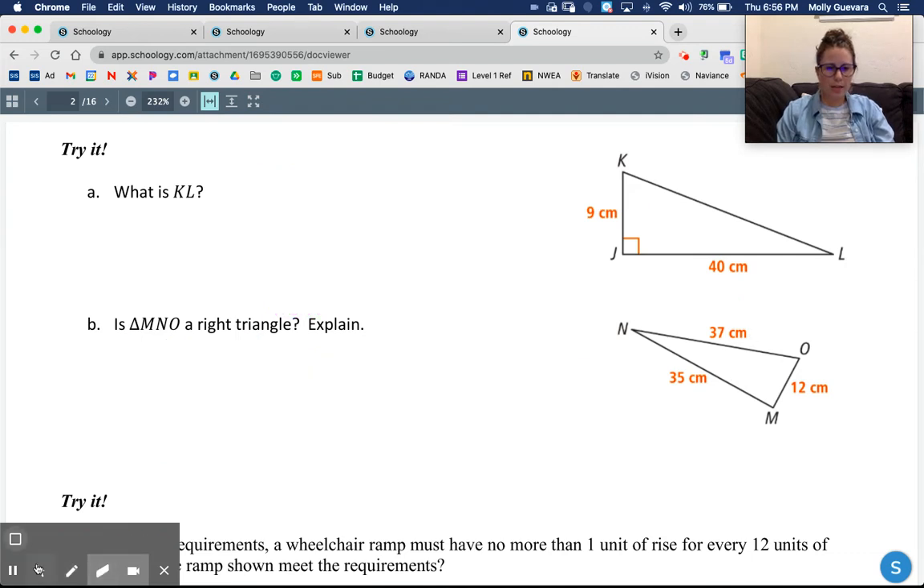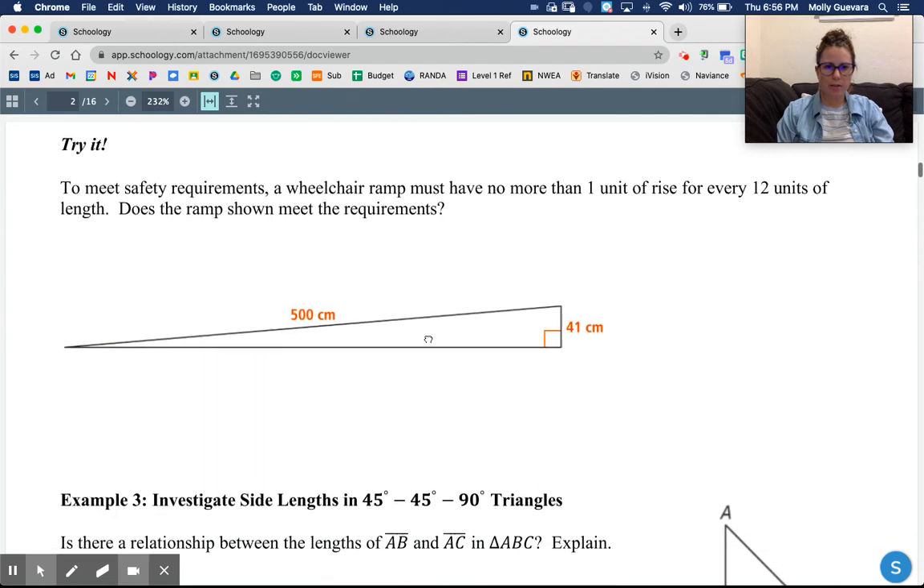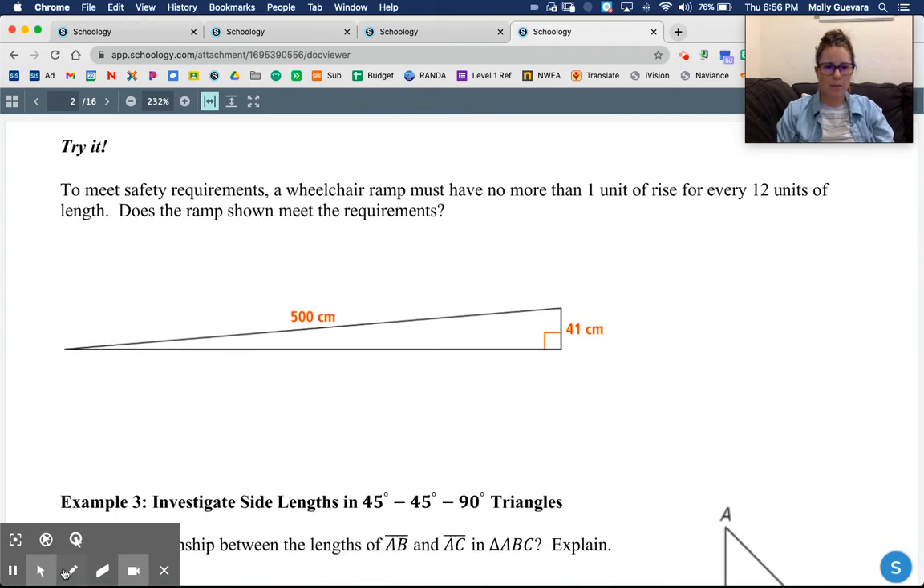One more, try it here. So I'm going to scroll down a little bit. One more, try it right here. Okay, to meet safety requirements, a wheelchair ramp must have no more than 1 unit of rise over 12 units of length. So we're talking about centimeters here. So along 12 centimeters, it can only go up 1 centimeter. And then the next 12 centimeters, right? It can go up 1 centimeter longer than 12 centimeters, but that's the minimum, okay? 11 centimeters, it can't go up a full centimeter. It has to be 12 or bigger.